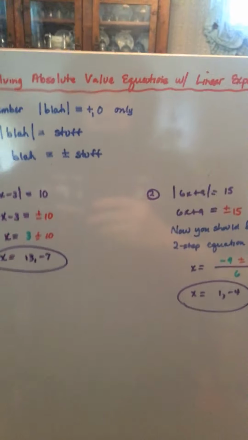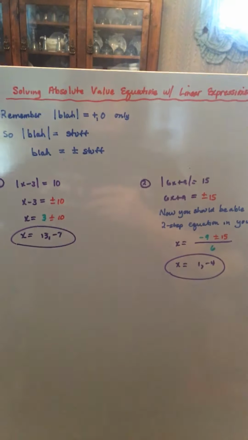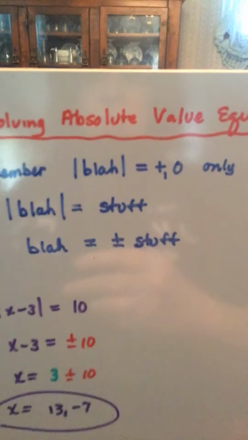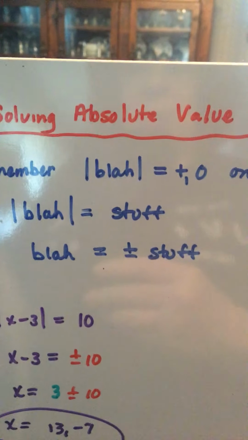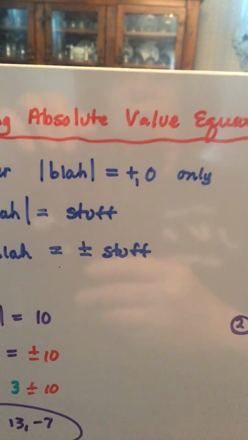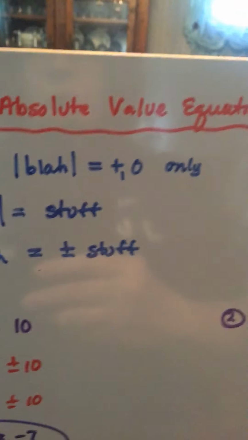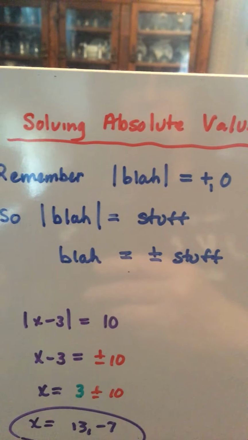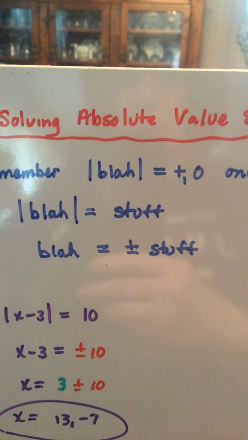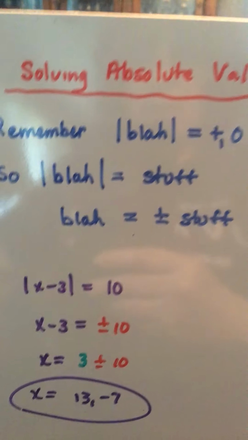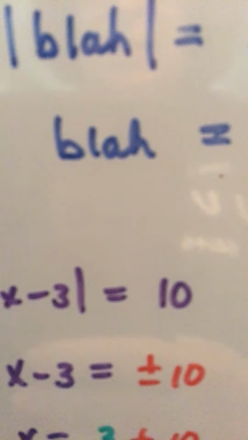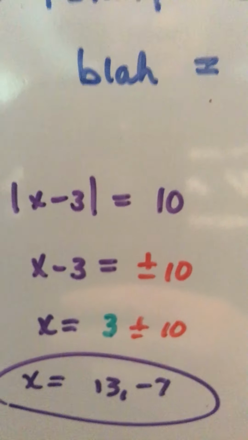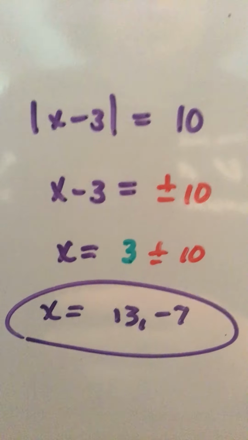Now something very simple, an Algebra 1 linear absolute value expression problem. Remember, the absolute value of blah is plus or minus 0 only. Those are the only possible answers. So whenever you see blah equals stuff, meaning a positive number or 0, you take plus or minus the number. So x minus 3 equals 10 means the inside had to equal 10 or -10. And I use the additive inverse, pretty easy.